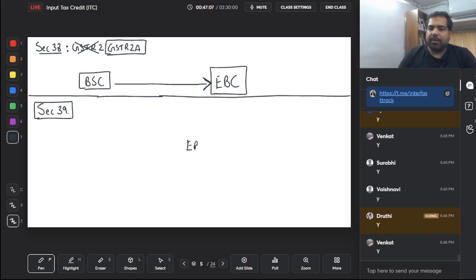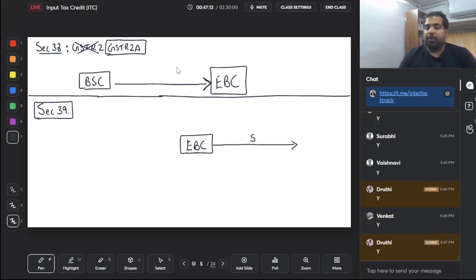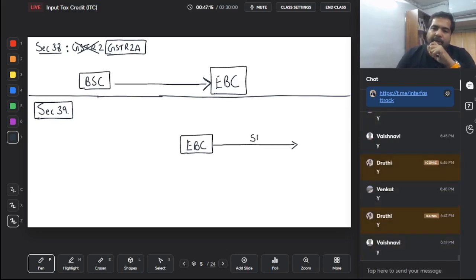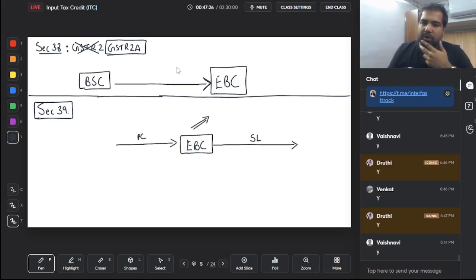Guys, does EBC have to file a return every month about how much supply they have made? Because how will the government know? So they have to tell the government that this is the supply I made, this is my liability, this is what I have purchased, this is my credit, and finally this is the money that I am paying to you. Guys, this return is the main return under GSTR 3B.